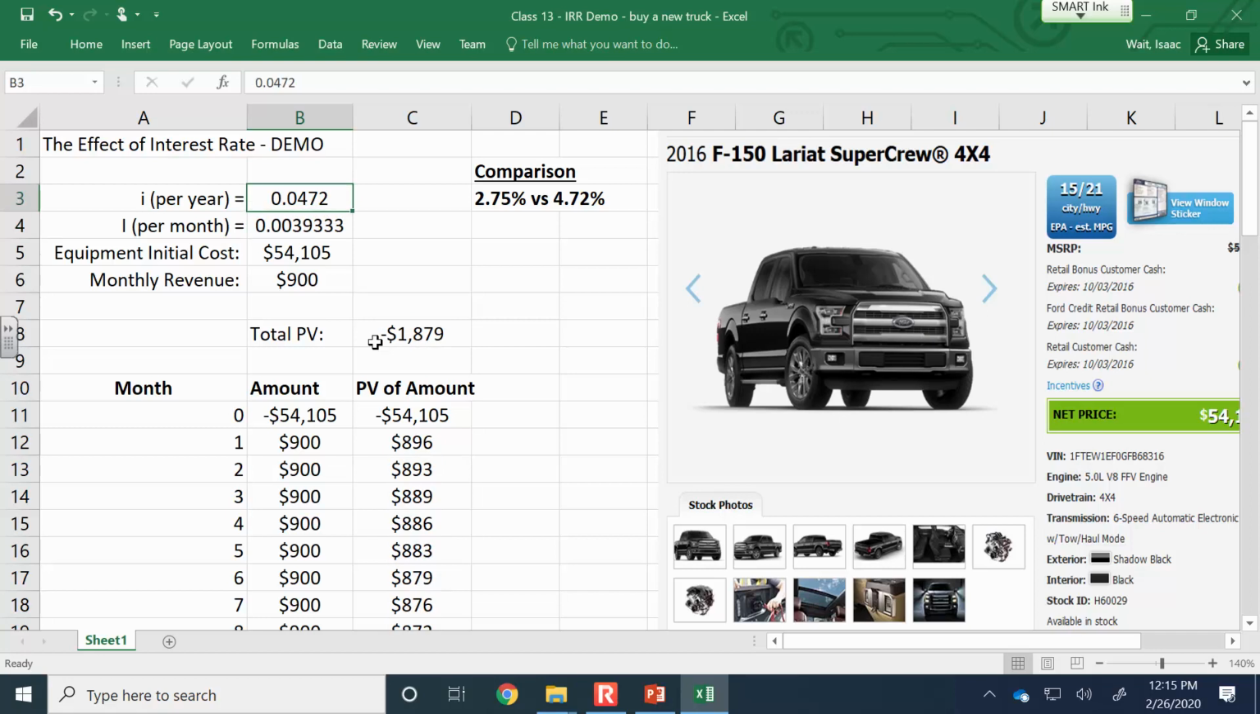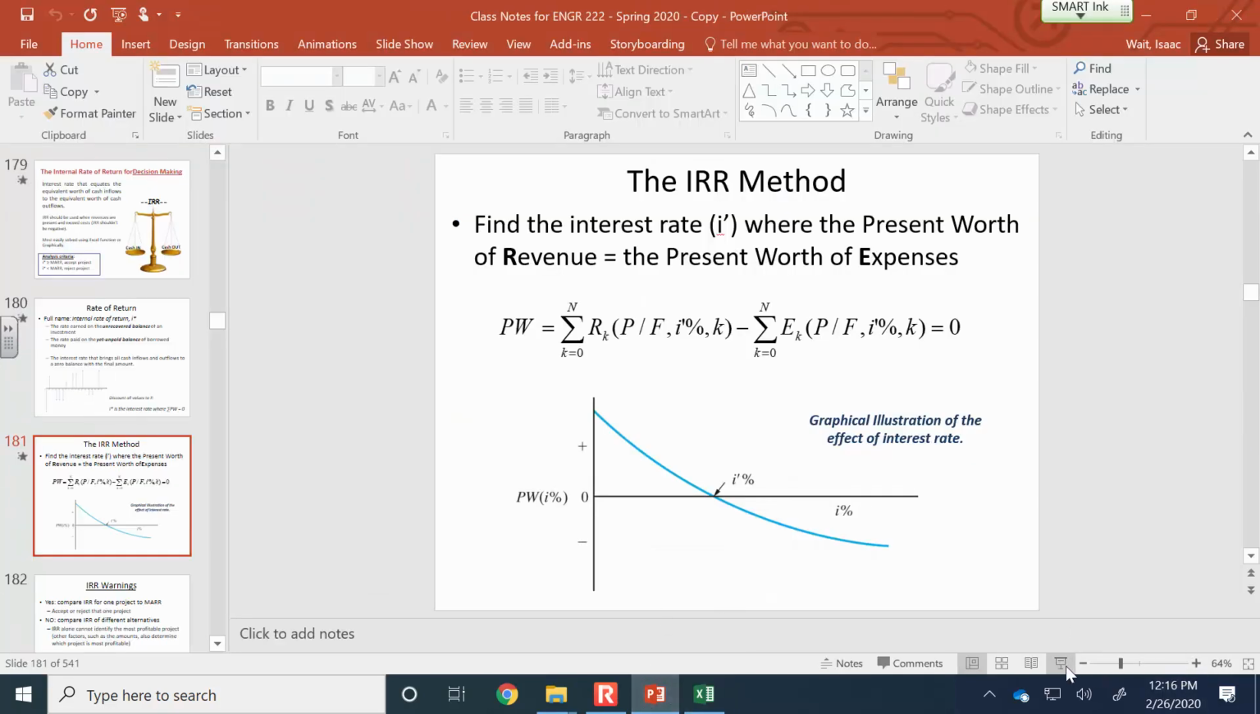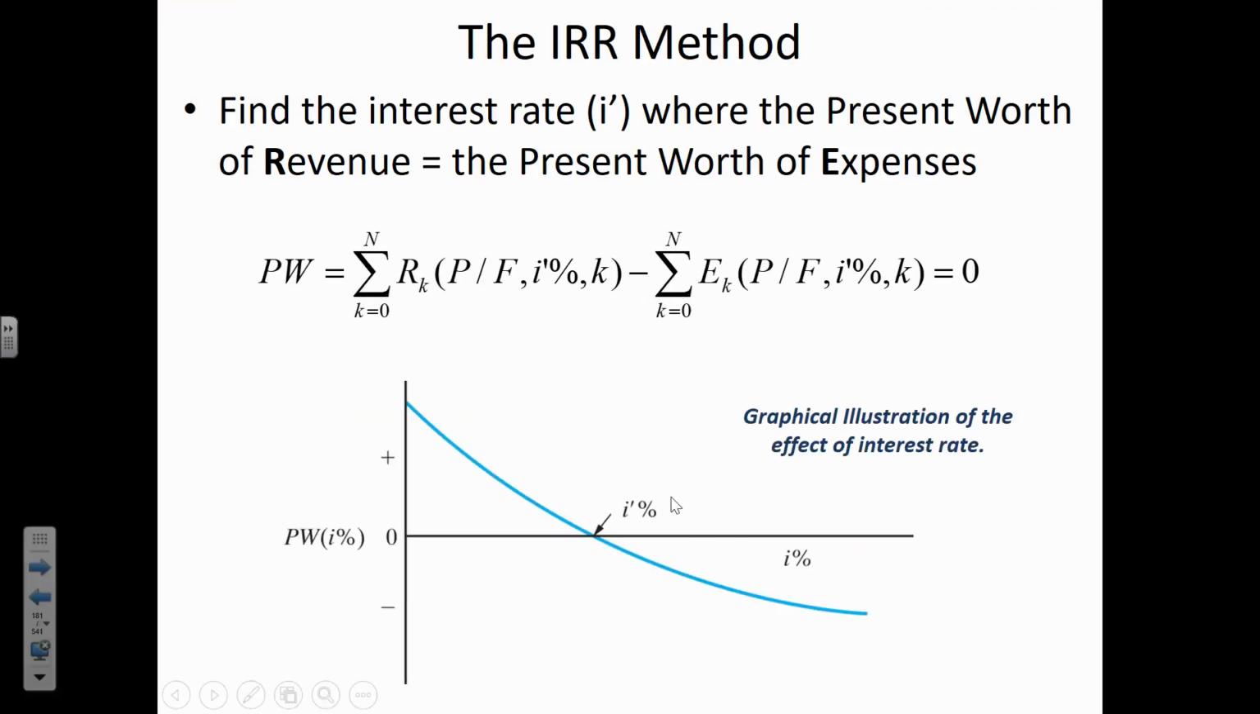I could try a lot of different variations, like 0.03, and I'm getting closer and closer to 0, 0.033, 0.034. I'm awfully close now. I could use goal seek, and I could want that total to be 0 and find the interest rate that brings this total to 0. And so that's what this graphical approach is illustrating, is that there's some interest rate that brings the sum of the present worths of the revenue and the expenses to 0.